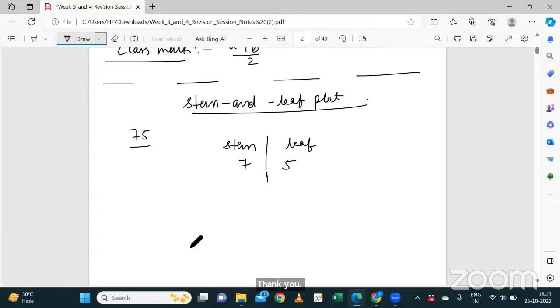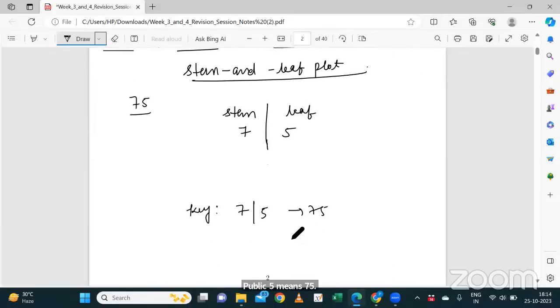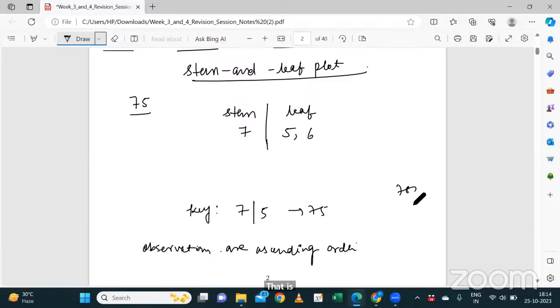There will be a key provided for every stem and leaf plot. Key provided means it tells us how we are going to interpret it. Suppose I have written 7 | 5, it means 75. And make a note: in a stem and leaf plot, observations are already in ascending order. If I write 7 | 5 6, that means 75 and 76.